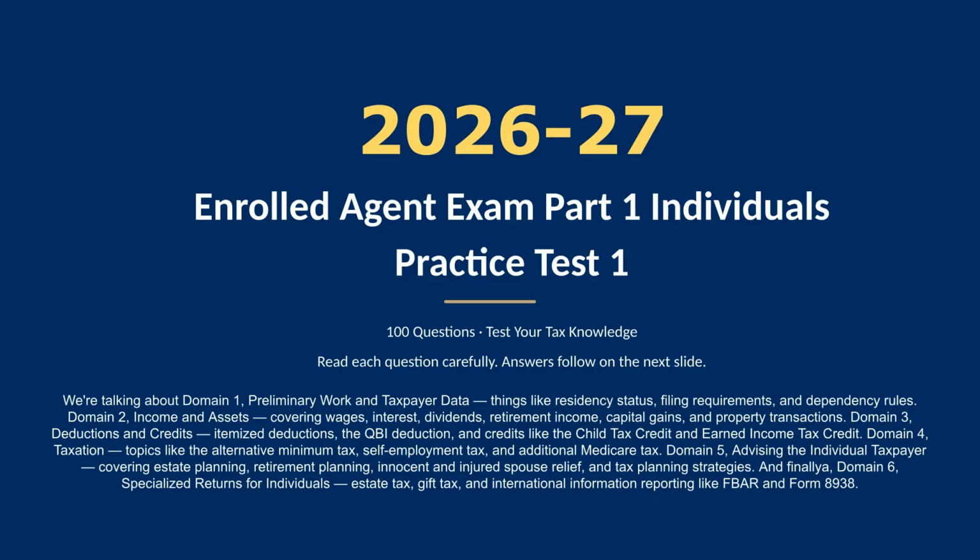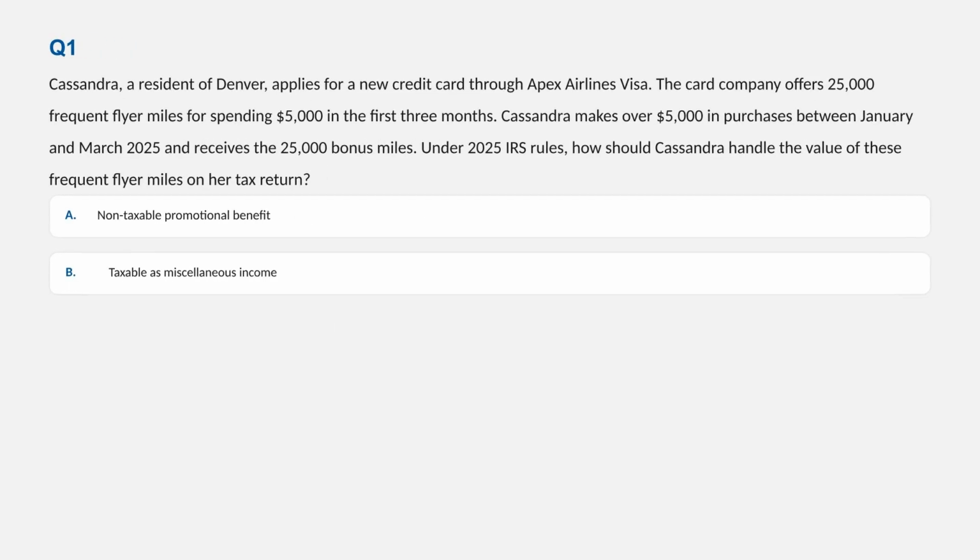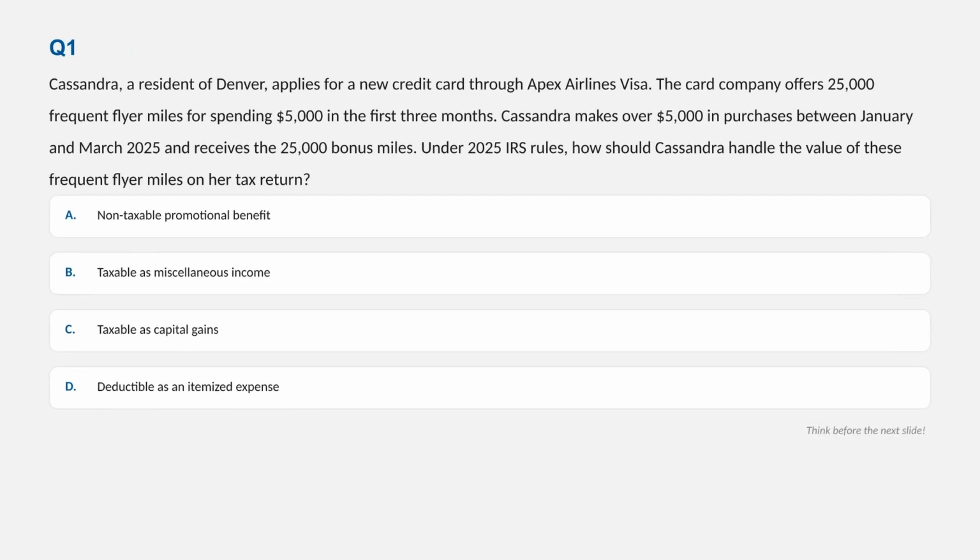Let's jump right into question 1. Cassandra, a resident of Denver, applies for a new credit card through Apex Airlines Visa. The card company offers 25,000 frequent flyer miles for spending $5,000 in the first 3 months. Cassandra makes over $5,000 in purchases between January and March 2025 and receives the 25,000 bonus miles. Under 2025 IRS rules, how should Cassandra handle the value of these frequent flyer miles on her tax return?